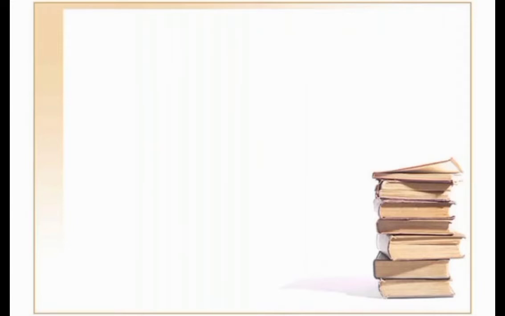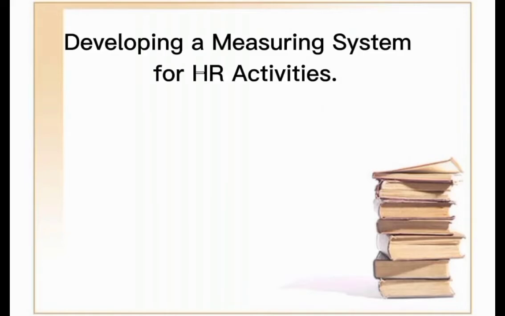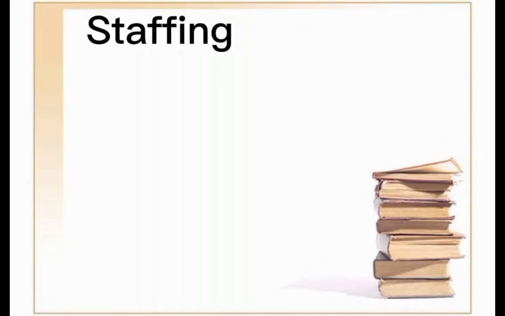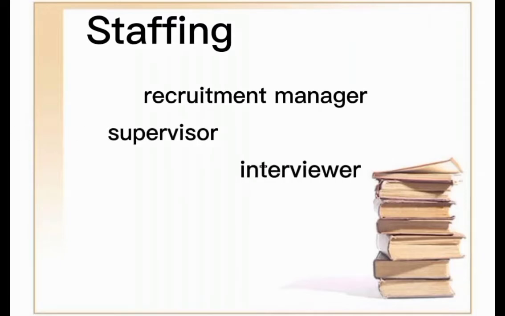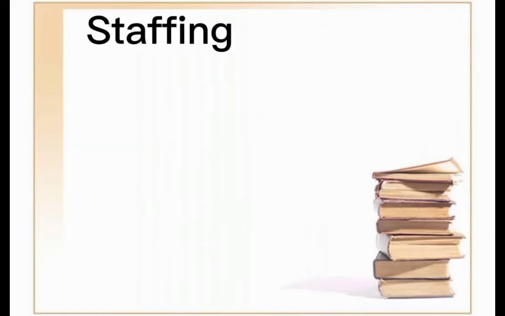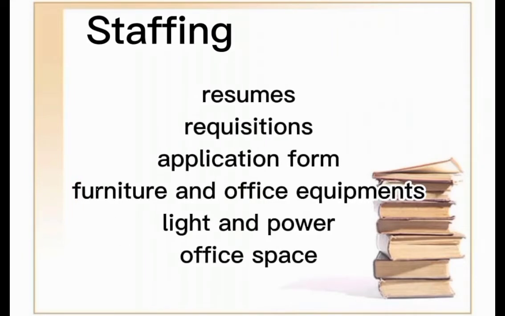Our next topic is developing a measuring system for HR activities. But before determining the cost of an HR activity, one must first look at the key variables. Let's say, for example, in the staffing section, the variables depend on the size of the company. One would probably see a recruitment manager, a supervisor, an interviewer, a psychometrician, a secretary, a clerk, and applicants. Other variables are resumes, requisitions, application forms, furniture and office equipment, light and power, and office space.